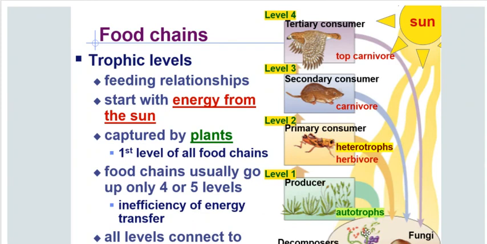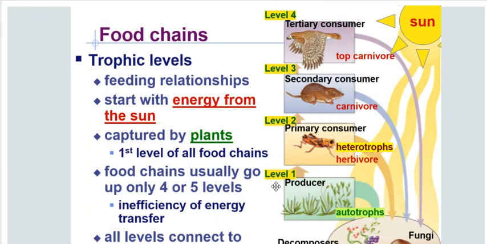Okay. So again, plants here are going to be the first level of all of our food chains that we're looking at. You don't see it going all the way up to level 10 or anything because of the inefficiency of energy transfer. We'll talk about that on the next slide. But you typically only see 4 or 5 levels.